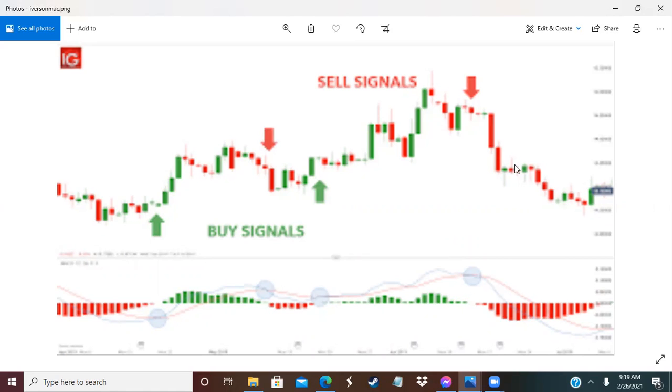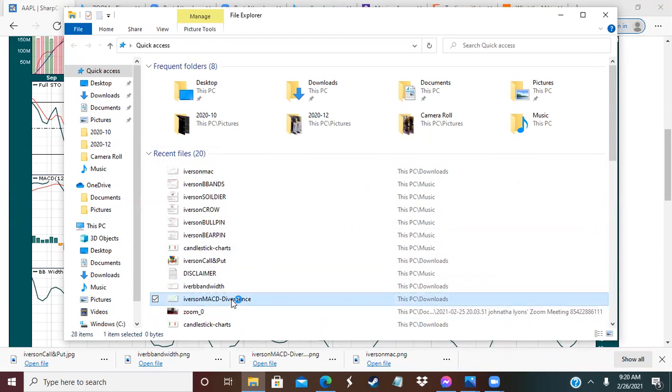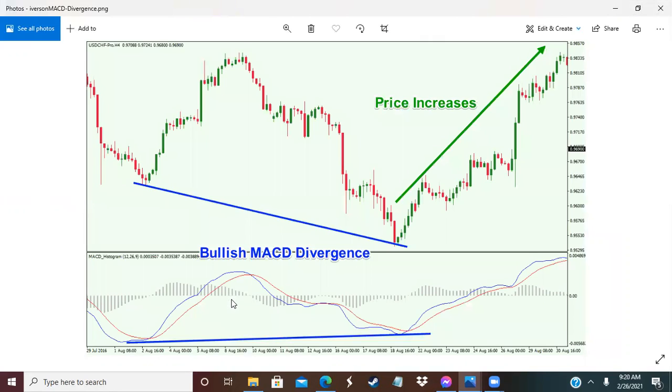Now let's talk about a different strategy. Let's talk about divergence, MACD divergence. So I'll show you how that works. All right, MACD divergence. The word divergence means that there's essentially some opposites happening. Like, this is diverging from that, they're going in opposite directions, essentially. Okay, so that's what happens when you spot MACD divergence.